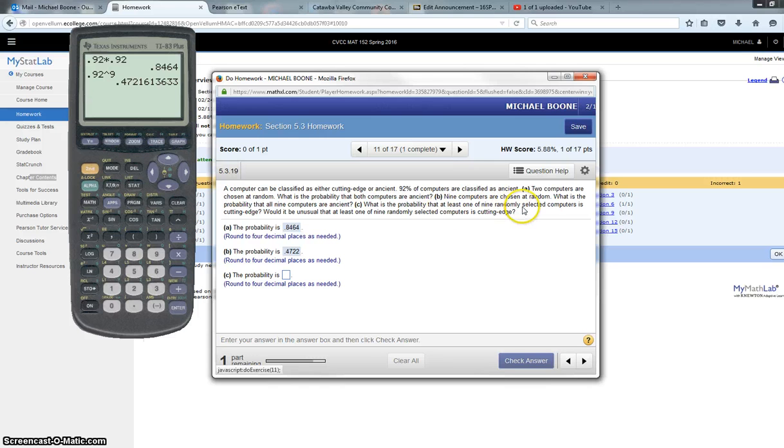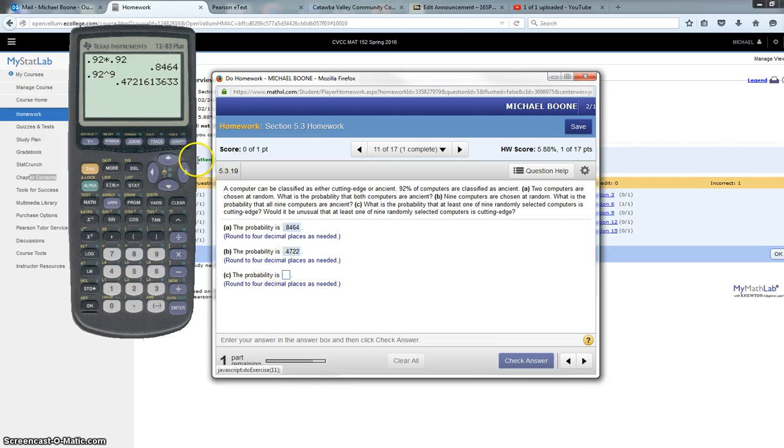So at least one of the 9 randomly selected computers is cutting edge. Well, let's find out the probability that 0 of them are cutting edge. And then everything else is the complement, right? At least one, so that's 1, 2, 3, 4, 5. And so this number here represents 9 that are ancient, which means 0 are cutting edge.